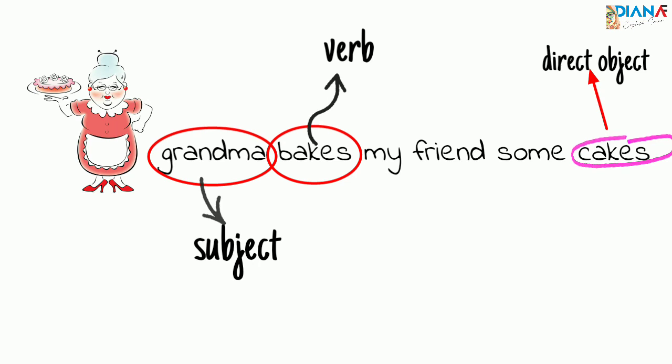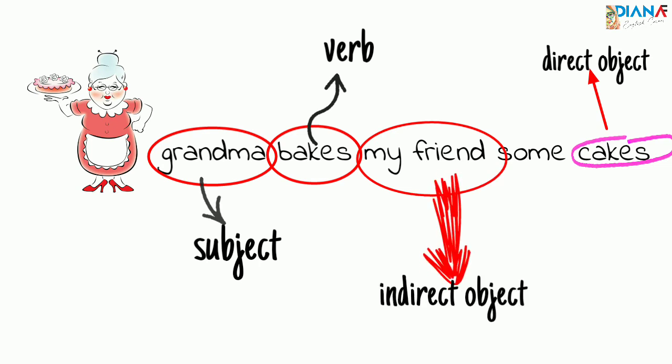Now identify the indirect object. Remember, ask a question for whom or to whom. So the answer is my friend. Therefore, my friend is the indirect object.